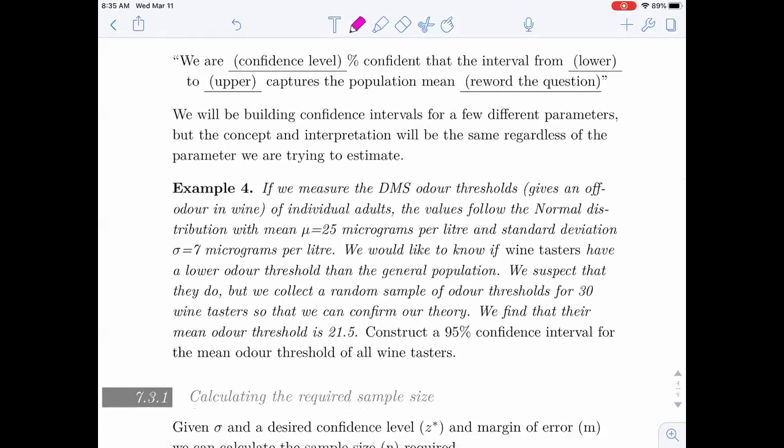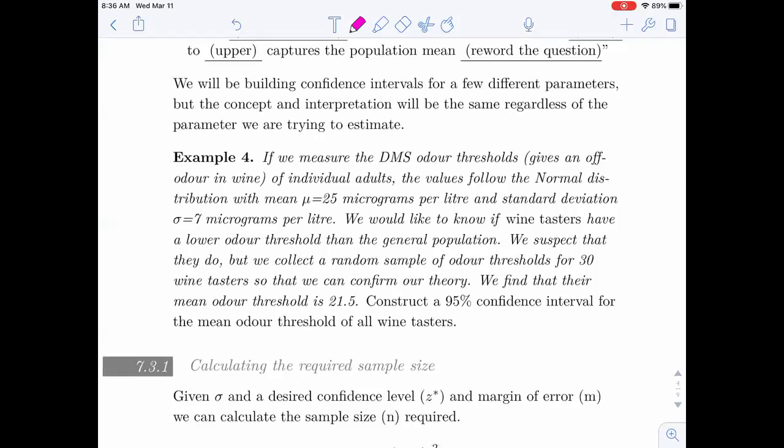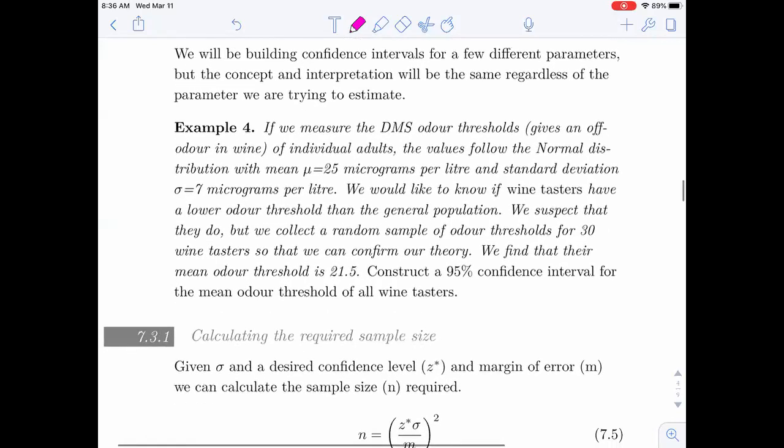Okay, so are we ready for an example? Let's do it. We're going to make a confidence interval. So if we measure the DMS odor thresholds, DMS gives an off odor in wine, of individual adults, the values follow the normal distribution with a mean of 25 micrograms per liter and a standard deviation sigma equals 7 micrograms per liter.